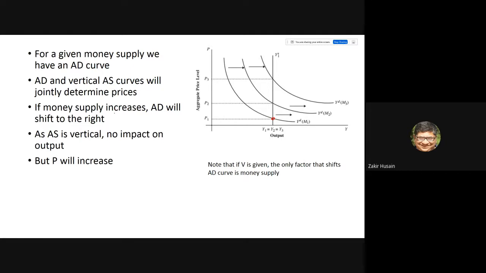What will happen if money supply increases? If money supply increases, the aggregate demand curve shifts outwards. What happens to the supply curve? It is vertical. Therefore, is there any change in output? No. The only change in the model is an increase in prices. So as the aggregate supply curve is vertical, an expansionary or contractionary monetary policy does not have any impact on output. What will happen is the price is going to go up.